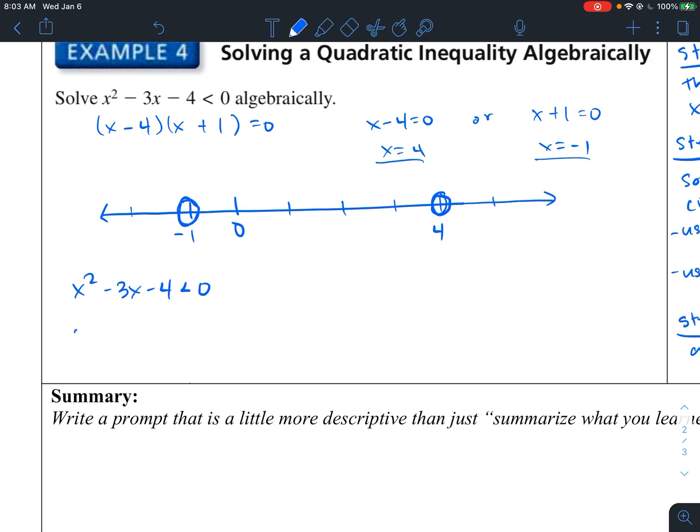So we have 0 squared minus 3 times 0 minus 4 is less than 0. So that goes away and that goes away. So I have negative 4 is less than 0. Okay, so negative 4 is less than 0. Now we know that this is a true statement.